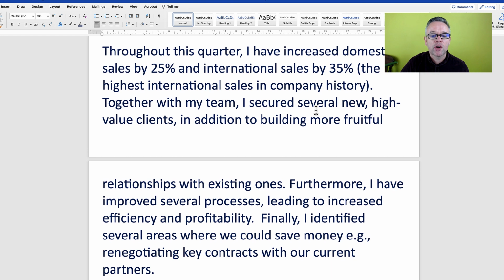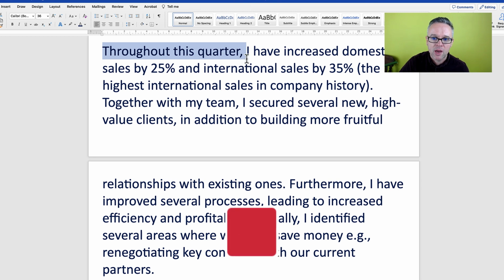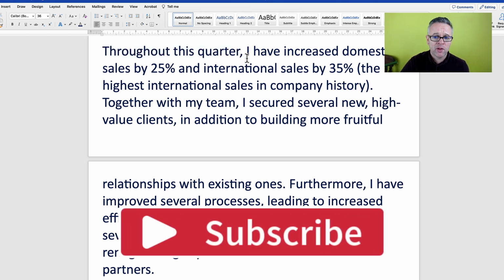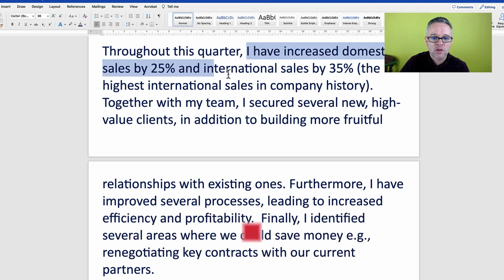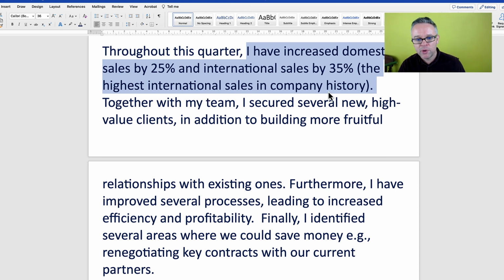So let's take a look at our first paragraph. Throughout this quarter, so I have a fronted adverbial. This is the paragraph, by the way, of my achievements. I have increased domestic sales by 25% and international sales by 35%. And then I put in brackets the highest international sales in company history.